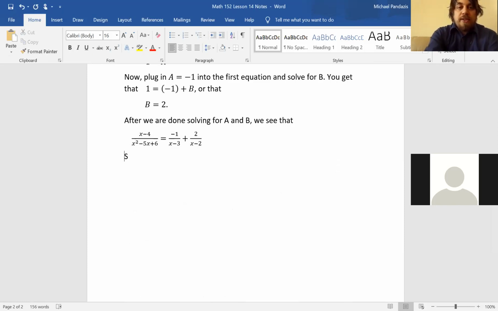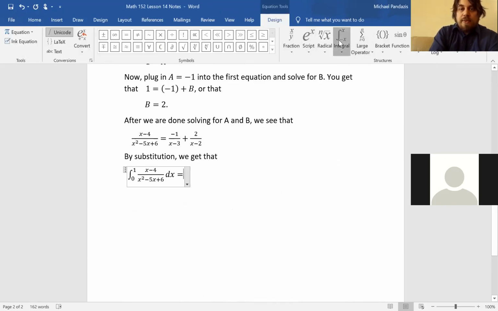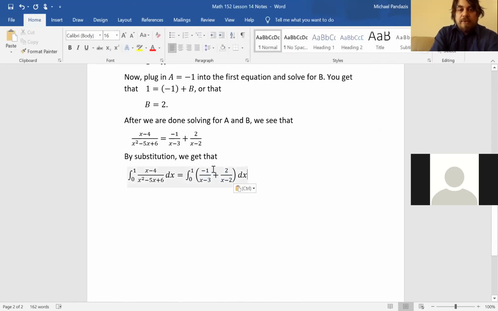Okay, so by substitution, we get that our original integral we want to find is equal to the definite integral from 0 to 1. And then this, right? This is now the new integrand. And so we're going to substitute this whole thing for that proper rational function. And so I'm just going to plug that in right here. See that? I'm just substituting this for this.